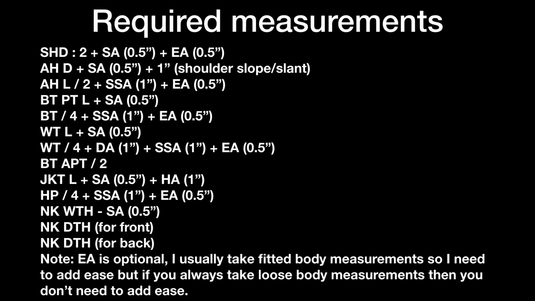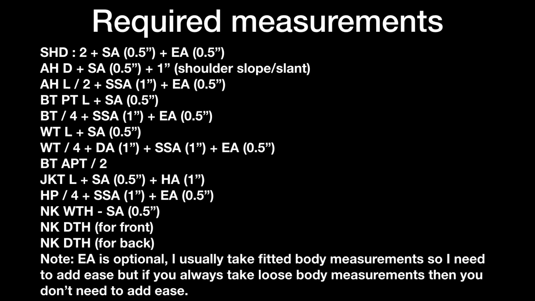Bust divided by 4 plus side seam allowance of 1 inch plus ease allowance of 0.5. Waist length plus seam allowance of 0.5. Waist divided by 4 plus dart allowance of 1 inch plus side seam allowance of 1 inch plus ease allowance of 0.5. Bust apart divided by 2.